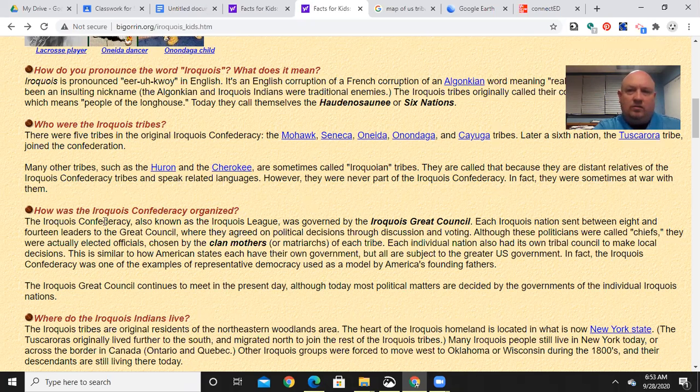You can see the mention of the Huron. They were distant relatives of the Iroquois Confederacy tribes and speak related languages, but they were never part of the Confederacy. And historically, the Huron is attributed to having lived in southeast Michigan.